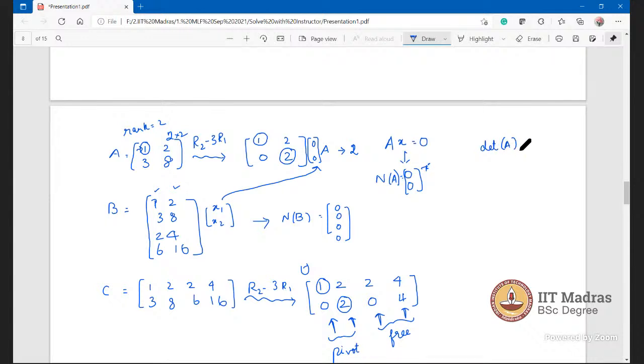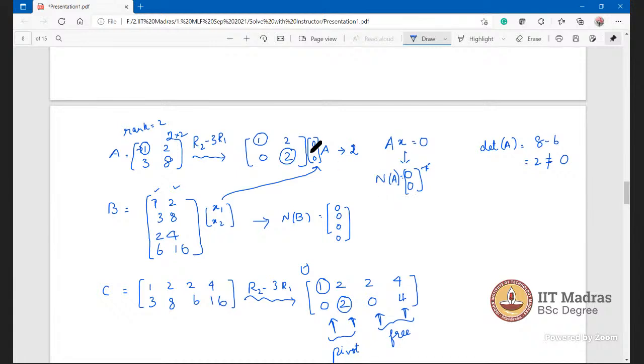Determinant of A is what? 8 minus 6, that is equal to 2, which is not equal to 0. So any such matrix whose determinant is not equal to 0 can have an inverse. So that's why we call it an invertible matrix.